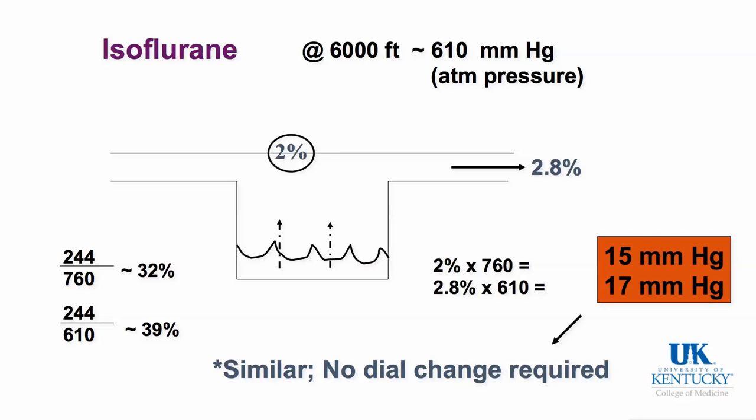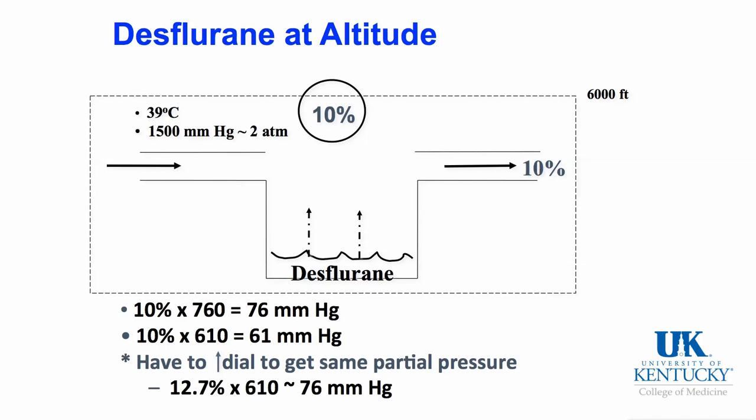You may have to go over that several times to fully understand that, and please feel free to stop and rewind and listen again. But the next topic is desflurane at altitude. Now this vaporizer is in its own environment. Remember, it's 39 degrees. And at 39 degrees, it's 2 atmospheres of pressure.